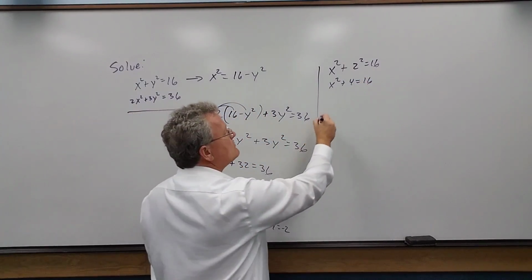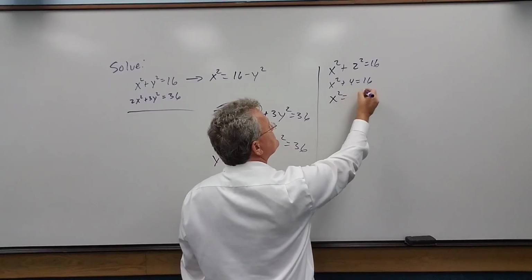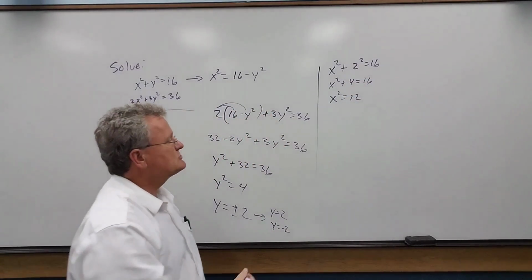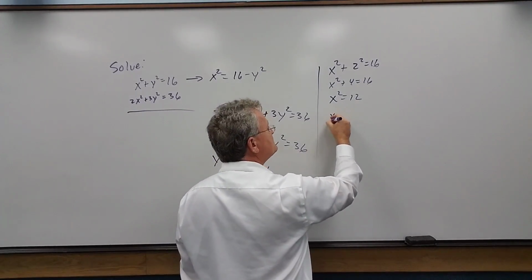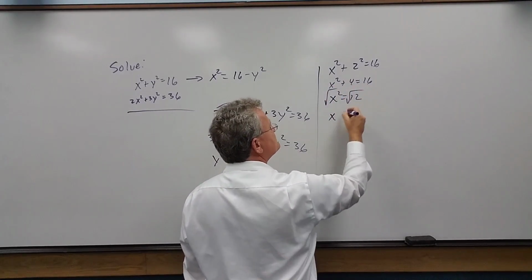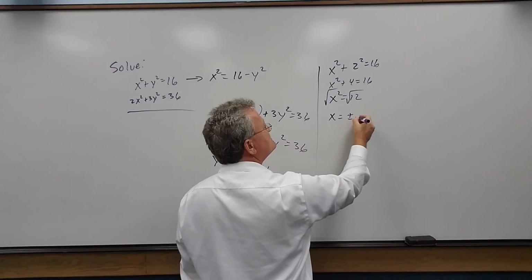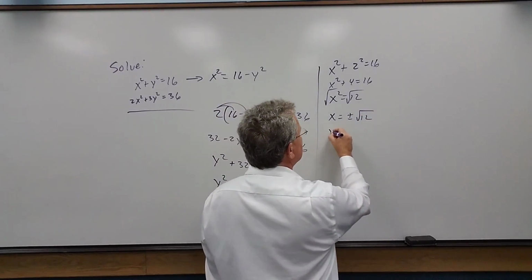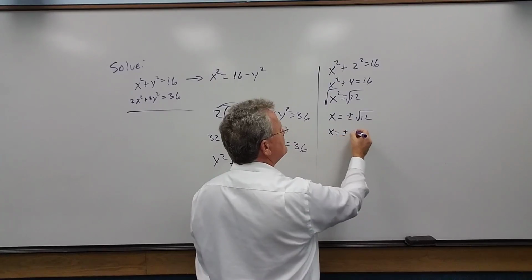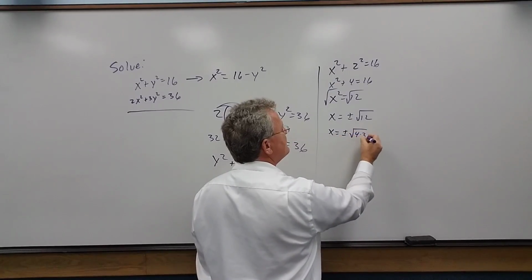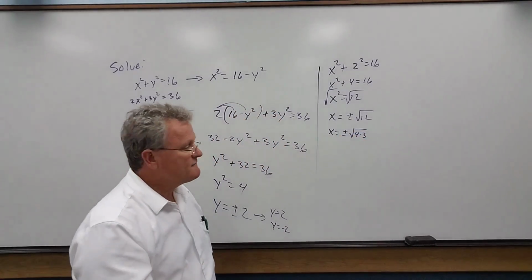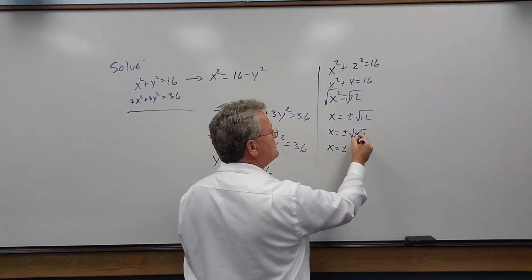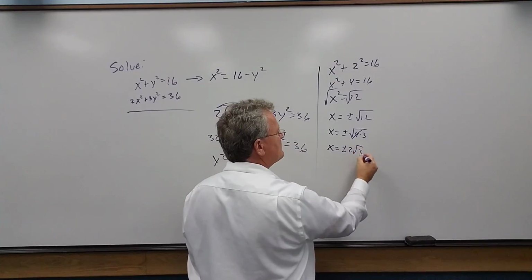Subtract 4 from both sides and we get x squared equals 16 minus 4 is 12. Take the square root. Don't forget your plus and minus. When you take the square root, x is plus and minus the square root of 12. 12 is 4 times 3. The square root of 4 is 2. So x is plus and minus 2 times the square root of 3.